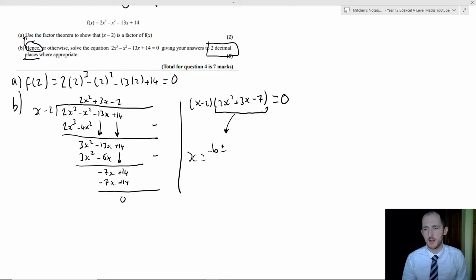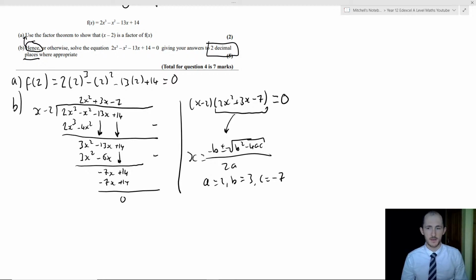Minus b plus minus the square root b squared minus 4ac over 2a, where a is equal to 2, b is equal to 3, c equals minus 7. Okay, and you should get 2 values of x. The 2 values of x you get are 1.27 after you sub it in, rounded to 2 decimal places, and x equals minus 2.77. Now, is that it in terms of our solutions?